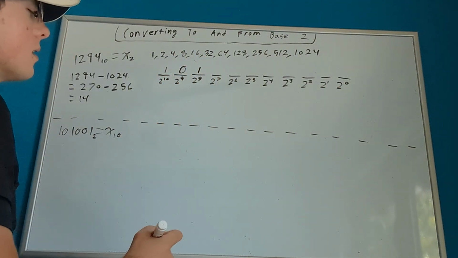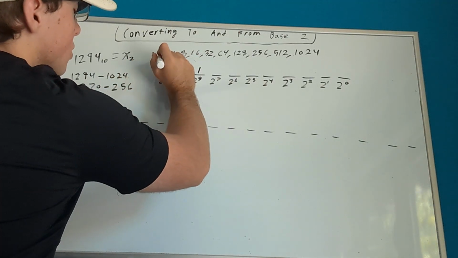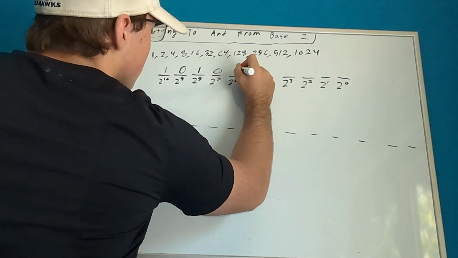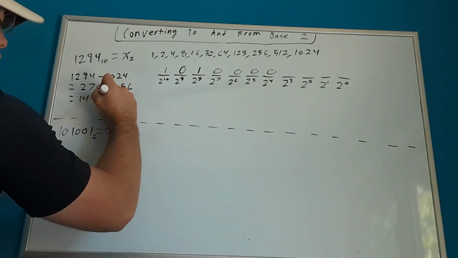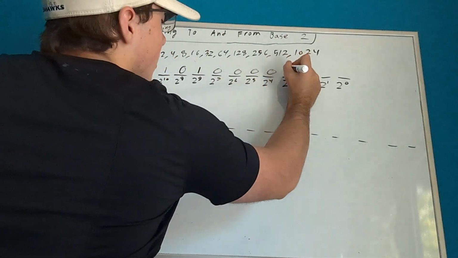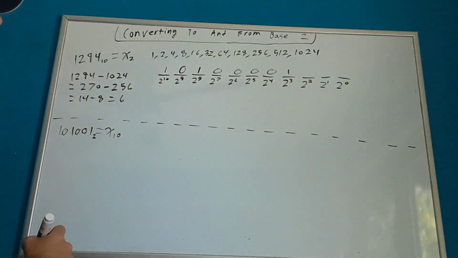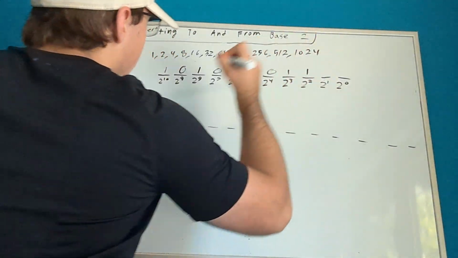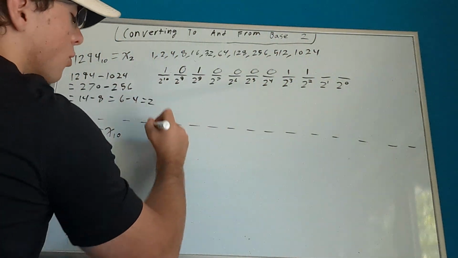Now what's the next? It's going to be 8. So an 8 is 2 to the 3rd. So this is 0, 0, 0, 0. And then we subtract 8, and we only subtract off one of them. Then we're left with 6. Now, what's the next? It's 4, right? And we subtract off one of the 4s. Minus 4, and we're left with 2.